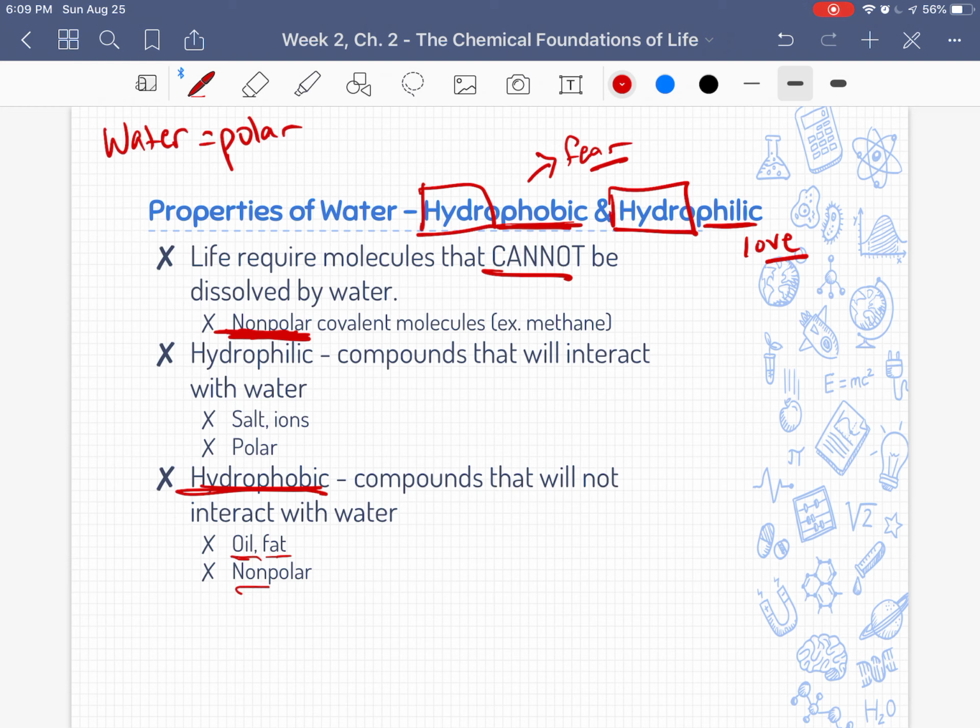So oils and fats are all non-polar, right? Hydrophilic molecules are molecules that will interact with water. So water is polar, like dissolves like, so polar molecules are hydrophilic. Ions, so positive charges and negative charges. Salt is an example. You remember, you've got your positive sodium and your negative chlorine, an example of a molecule that does interact with water. Water will dissolve hydrophilic. Water will not dissolve hydrophobic.